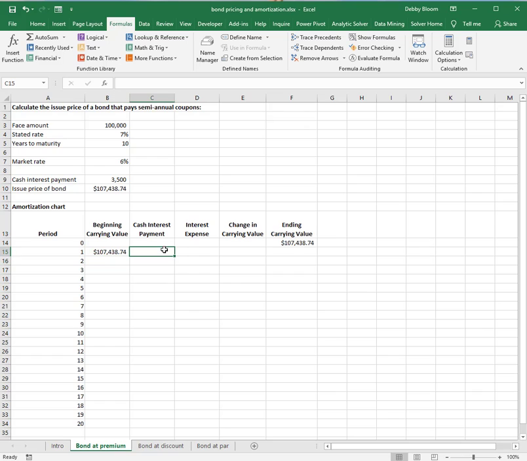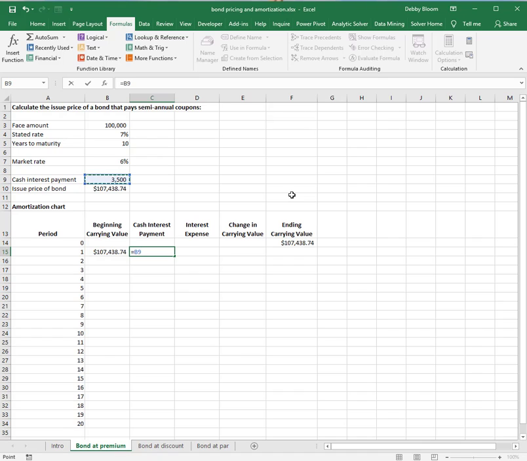Now we've already calculated our cash interest payment. Our cash interest payment is $3,500 and will not change for the life of the bond. So I'm going to type an equal sign, and instead of just typing the number 3,500, I'm going to click on cell B9. That way, if any of my assumptions change, I know that my amortization chart will be correct.